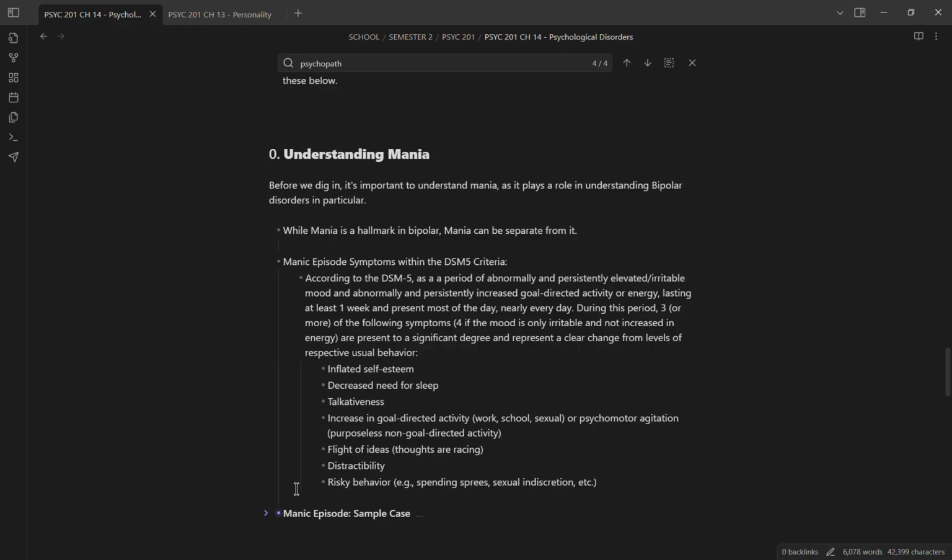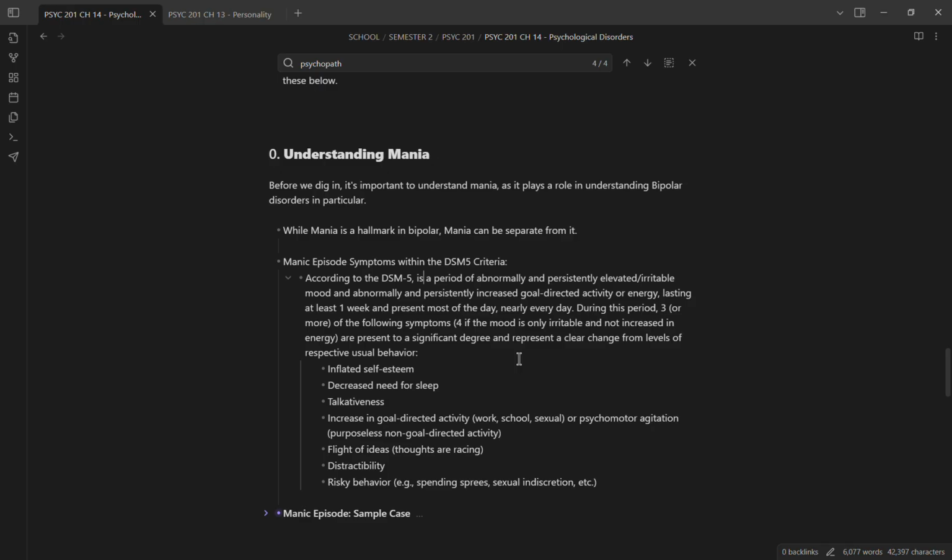So according to the DSM-5, mania is a period of abnormally and persistently elevated or irritable mood, and abnormally and persistently increased goal-directed activity or energy, lasting at least 1 week and present most of the day, nearly every day. So you are essentially insanely energetic, insanely happy in abnormal levels. You can also be quite irritable and quite elevated with your mood. You can be talkative. We'll talk about some of these symptoms here, but essentially during this period, 3 or more of the symptoms I'm about to list, or 4 if the mood is only irritable and not seeing an increase in energy, are present to a significant degree and represent a clear change from usual behavior.